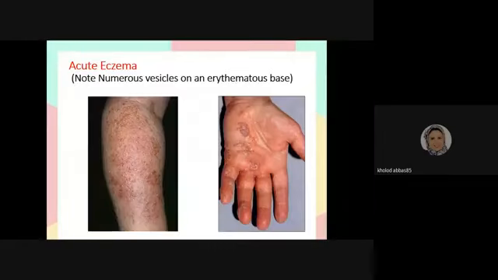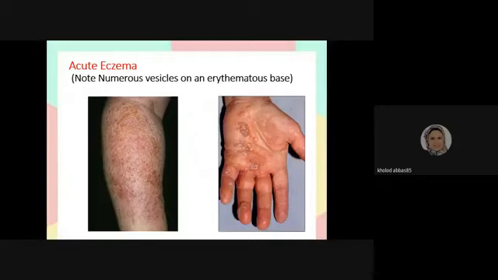Acute dermatitis, as we said, if you see in the picture, there is oozing, there is crustation, there is vesicular eruption here. In this picture, there is vesicular eruption, erythema, and crustation. You are seeing this yellowish material on the skin, dry exudate. This is crustation, meaning dry exudate.